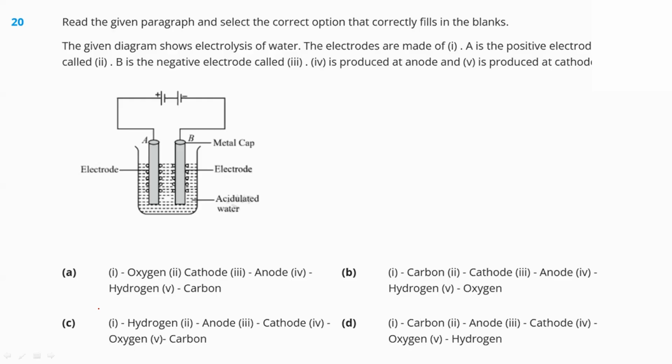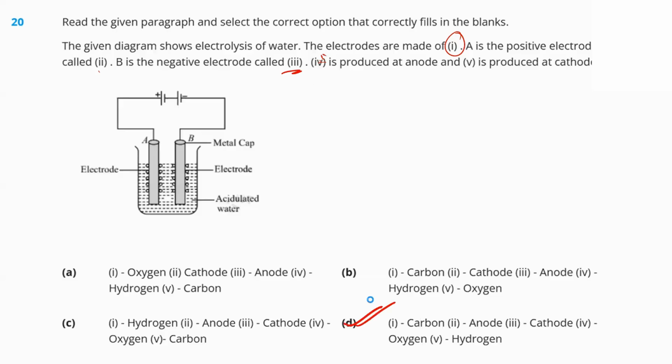Okay, so 4 is produced at the anode, and 5 is produced at the cathode. So the first option would be: it's made up of carbon. The electrodes are made of carbon. The positive electrode is called the anode, which will attract the negative ions, and the negative electrode is called the cathode. Oxygen is produced at the anode, and hydrogen is produced at the cathode. So option D is our right answer for this.